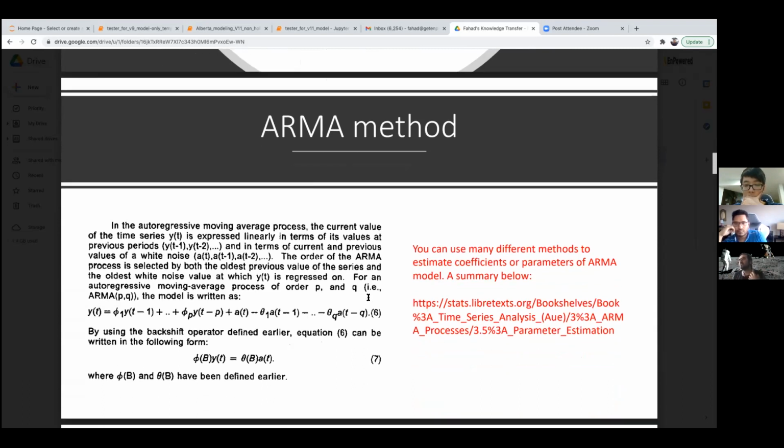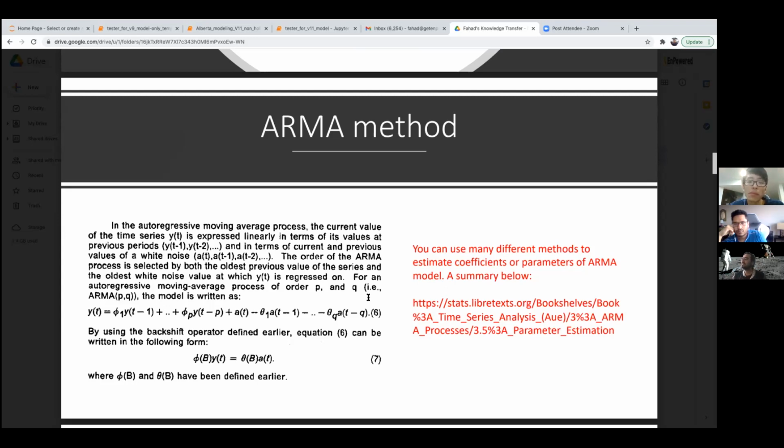What I did not really tell you is about parametric versus non-parametric. So I'm talking about coefficients, right? Here I'm telling you that yt is a function of psi1 multiplied by yt-1 plus ... psi p multiplied by yt-p. So how do you estimate psi1 to psi p, theta1 to theta p? You have to make a matrix and then you invert your matrix and then you get the coefficients, right? So this is parameter estimation.